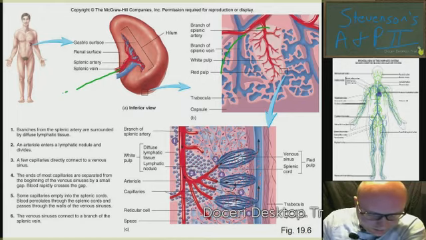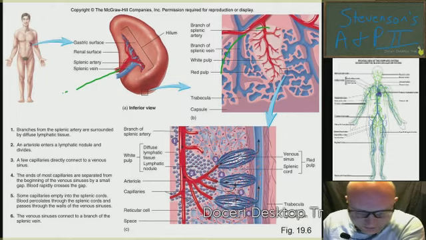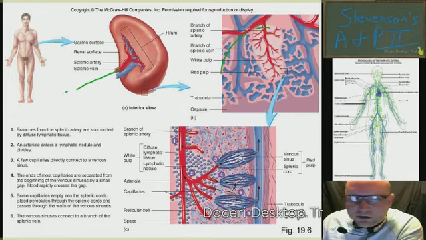A few capillaries will directly connect to the venous sinuses. Remember the venous sinuses, where are those found? You see the venous sinuses? Those open areas right there where storage can happen.